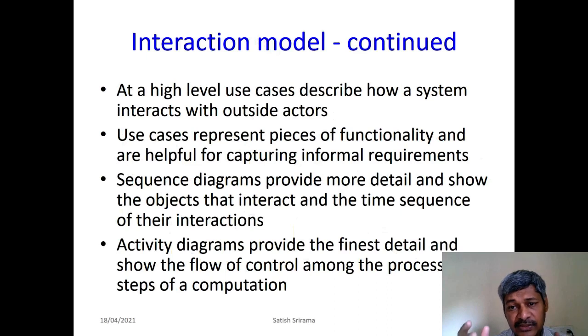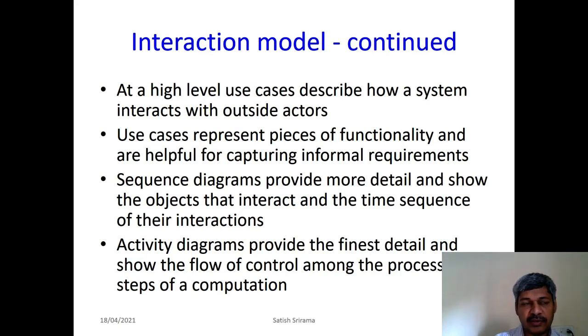At the very highest level is the use case, which describes how a system interacts with outside actors and what the different pieces of functionality within it are. These use cases also help us capture informal requirements at a very high level. We have seen how, for each use case, we describe all the messages that happen within it, all the steps in detail, and how error conditions can also be observed. So more or less, these things capture informal requirements.